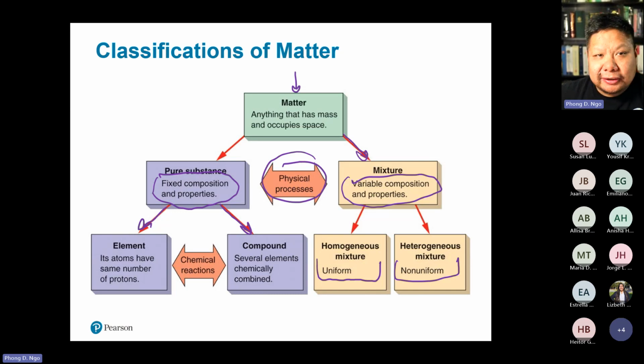Other physical processes are things like condensation or evaporation, or sublimation, things like that, right? Melting, freezing, those are all physical processes. Chemical reactions, on the other hand, are different because they actually go through and change the thing itself, right? It's not the same anymore.